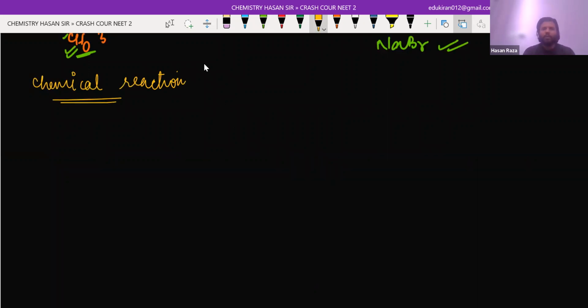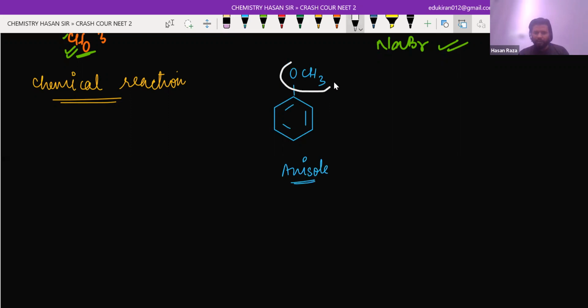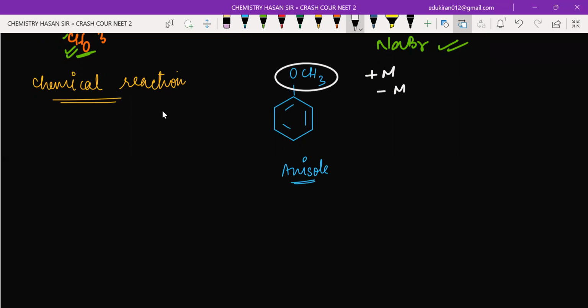of ether. So I'm going to just ask you, can anyone tell me this ether connected to benzene, which has the IUPAC name methoxybenzene, or common name anisole. It's also very important, anisole. So can anyone tell me what is the effect of this OCH3, plus M or minus M? What is the effect of resonance for this OCH3?